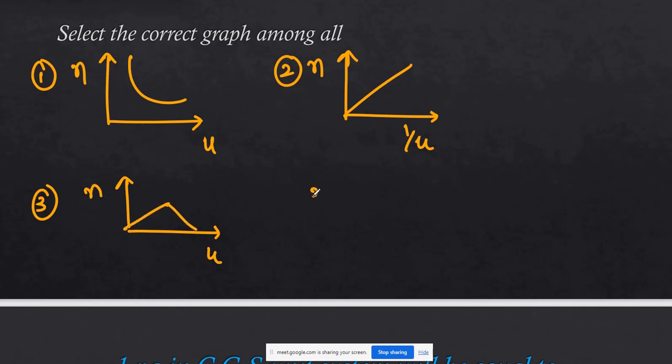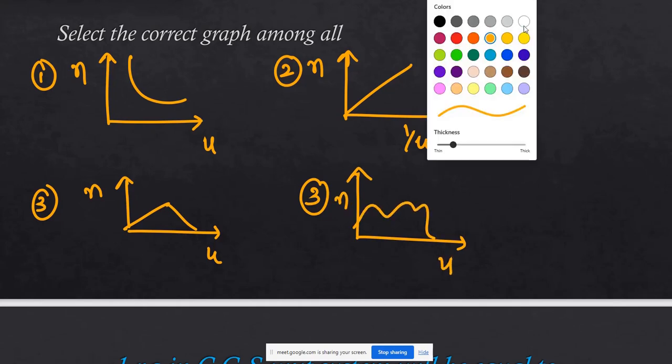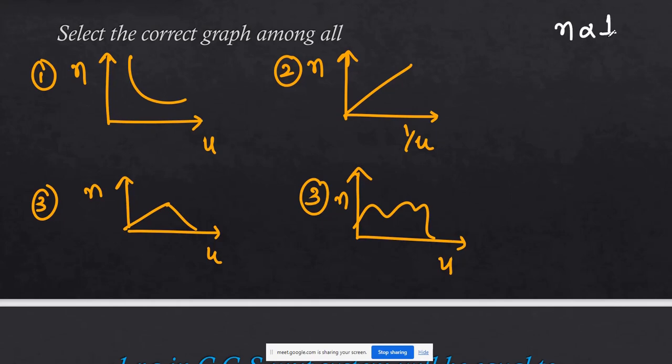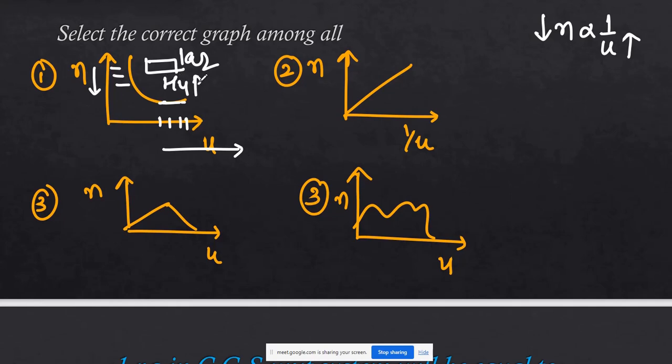The first one is correct, because it is inversely proportional. N is inversely proportional to U. What does it mean? As the U value increases, N value decreases. If you see the graph, when you go to the left side, U value is increasing, but at the same time N value is falling down. So an inverse relation gives a rectangular hyperbola. So this is the right answer.